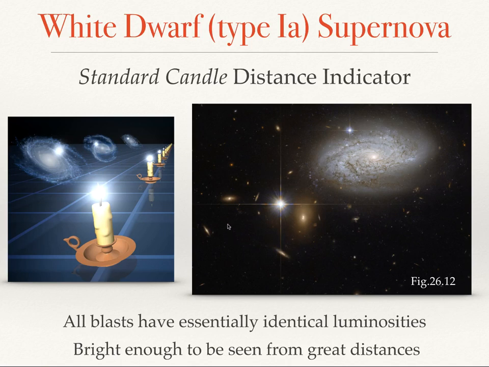This is a gorgeous, gorgeous image that I've taken from the textbook. This is a white dwarf supernova on the edge of this galaxy. And so just as with core collapse supernovae, white dwarf supernovae can outshine the host galaxy for periods of weeks or even a month or two. And this is what makes them visible from such tremendous distances.